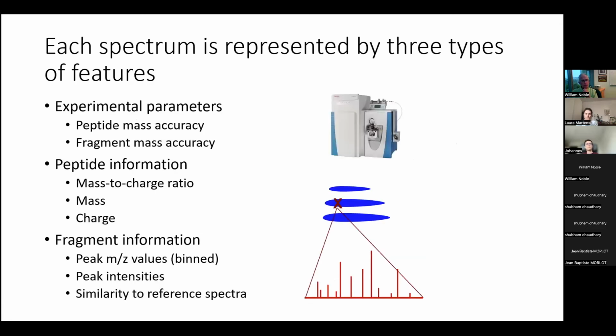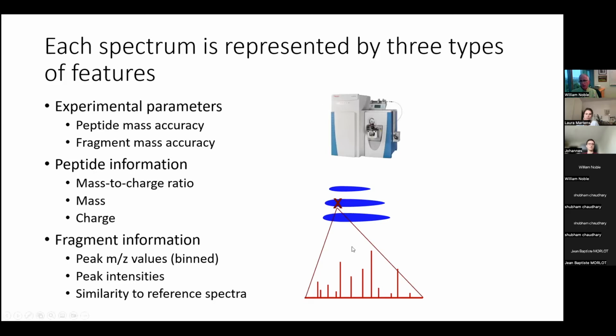So to do this learning, we first had to deal with the challenge that the spectrum itself is a complicated data type. So we had to represent things like what parameters of the experiment generated the peptide, like what was the mass accuracy of two different properties of the spectrum. And then information about the intact peptide that the mass spectrometer collects, like what's the total mass, what's the total charge, and then of course the ratio between them, which is actually what is directly measured. And then the main thing is all the fragment information.